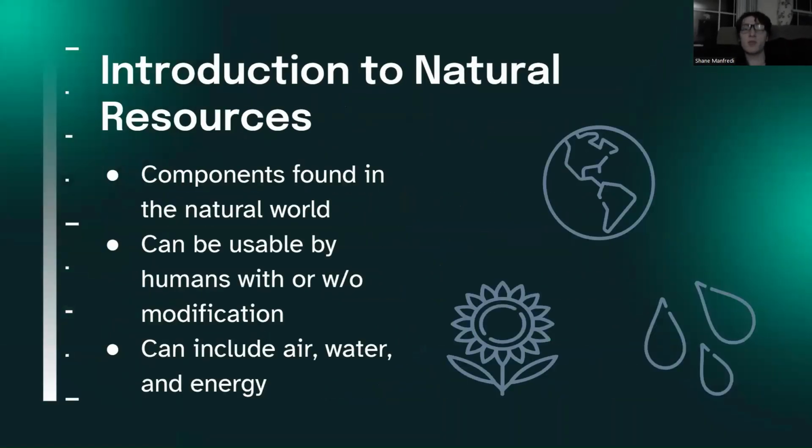We're going to start off by introducing what natural resources are, because we can't understand what a natural resource technician's job is without understanding natural resources, right? So natural resources are just any components that can be found in the natural world, specifically that we can use. So this can include, as you can see on the bottom there, air and water. These are both very tangible natural resources, but also energy, right? And energy can be derived from these physical natural resources. And natural resources can be usable, as you can see in the middle there, by humans with or without modification.